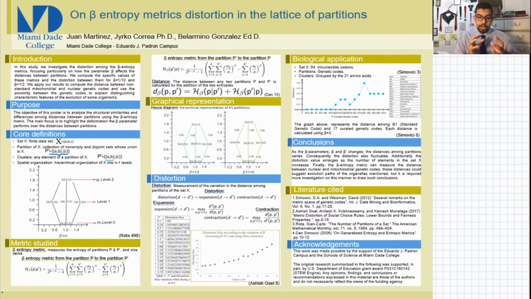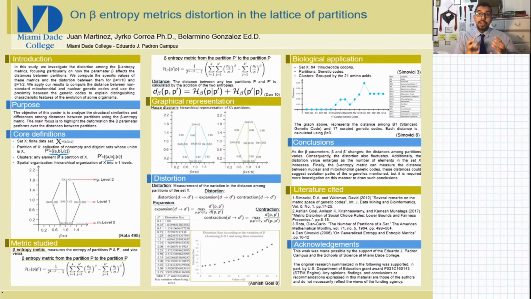The metric studied on this poster was the beta entropy metric, and what it calculates is the entropy from partition P to P prime, and then from P prime to P, and the addition of these entropies gives us the distance between these partitions. And here, in the calculations between the partitions of the set X using 2 different betas, beta equals 1/10 and 1/2, we can see that with beta equals 1/10 the distances are greater than when we use beta equals 1/2.